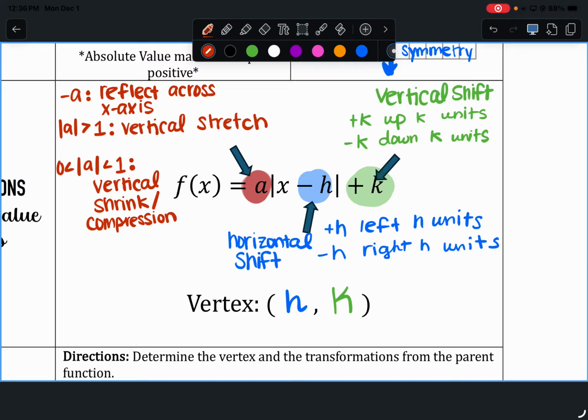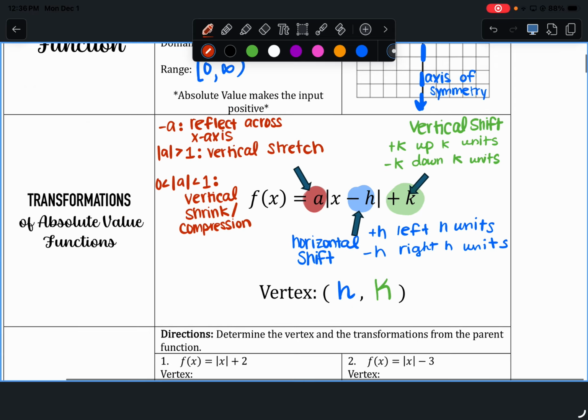And all of the things with A, do they affect the vertex at all? No. What's affecting your vertex is what moves it left, right, and up and down. Okay? All A affects is what's happening to the arms of that V. Connor, set up. Thank you.